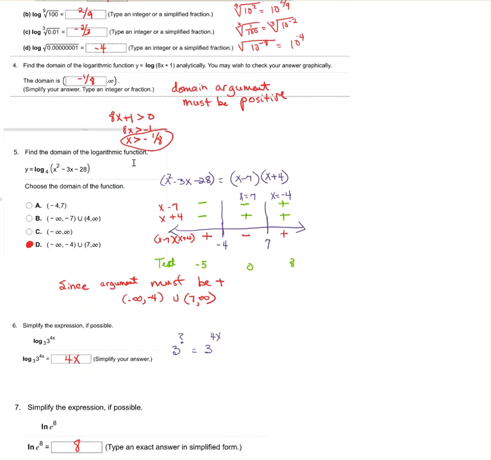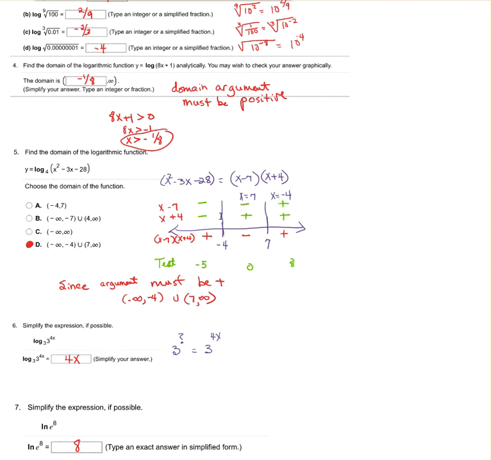Okay, find the domain of this one. Now we could do it on the calculator, possibly, but it's a little bit more trouble with a parabola. So choose the domain of the function. If we go ahead and factor that, we've got x minus 7 and x plus 4. All right, so we've got this factored, and we want to solve those two. So we have x equals 7 and x equals negative 4.